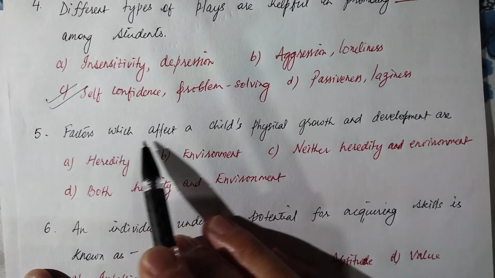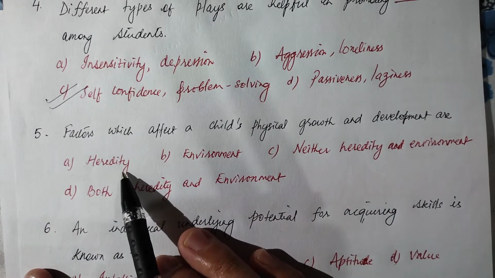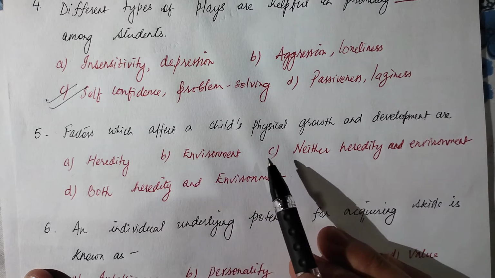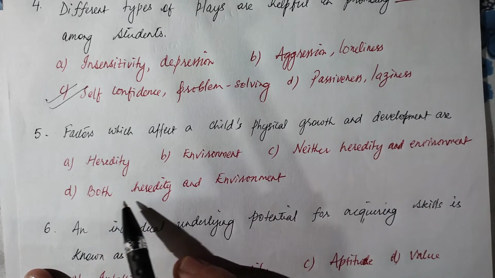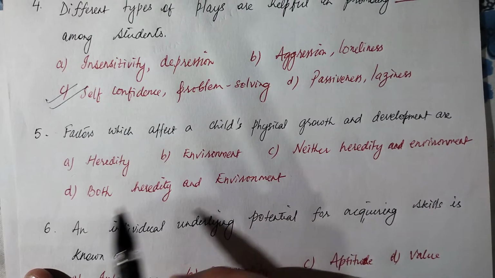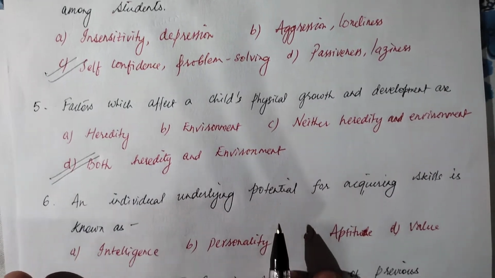Number 5. Factors which help a child's physical growth and development are A. Heredity, B. Environment, C. Neither heredity nor environment, D. Both heredity and environment. Kani kadai biang both heredity and environment.